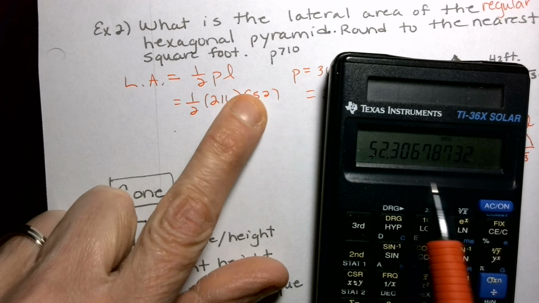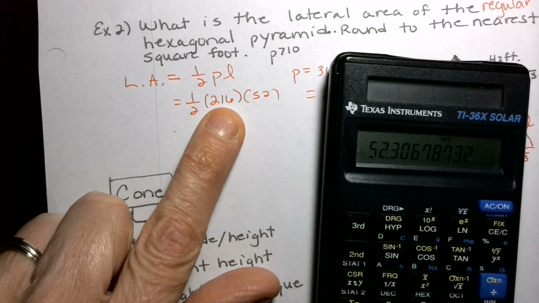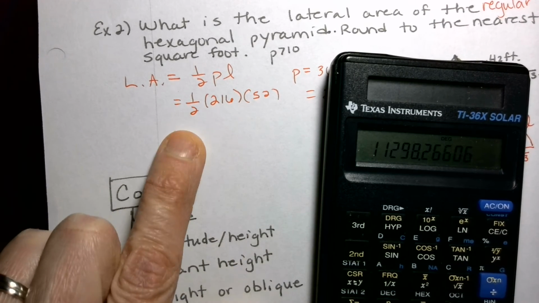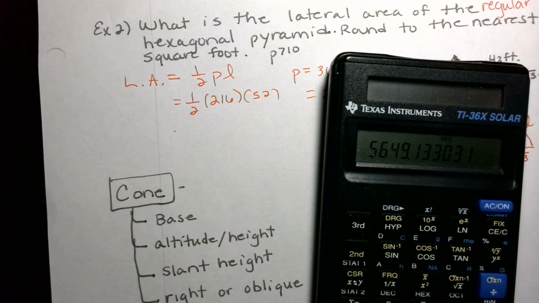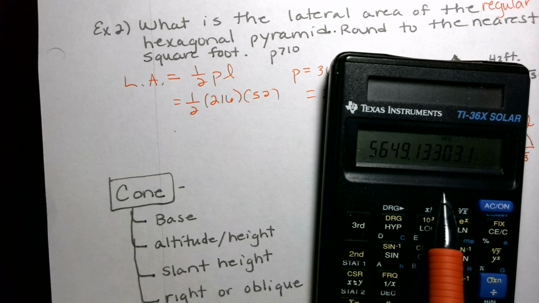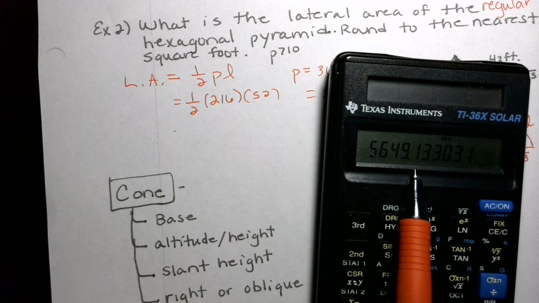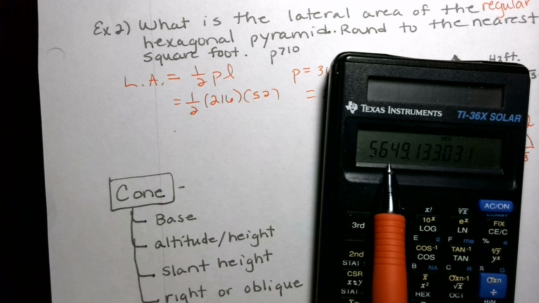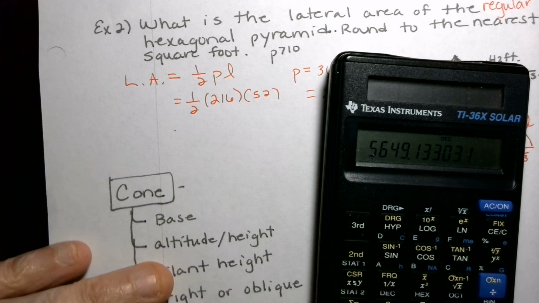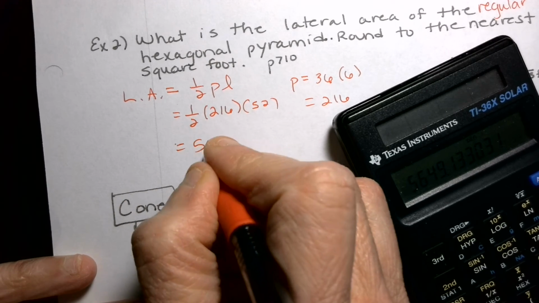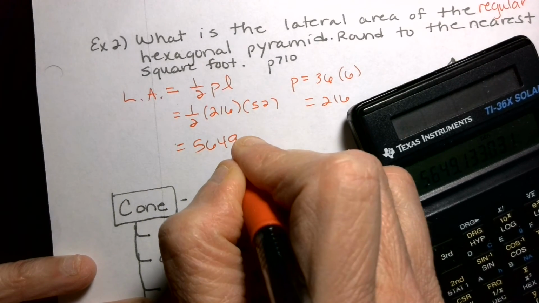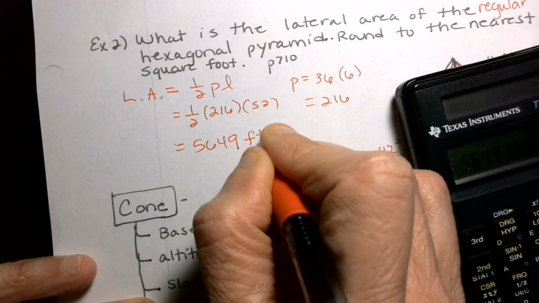And just to make sure this is all accurate, I'm going to multiply it by 216 and divide by 2, which is the same as multiplying by half. And I can see the exact number here now, around 5649.1. So it'll be 5649 feet.